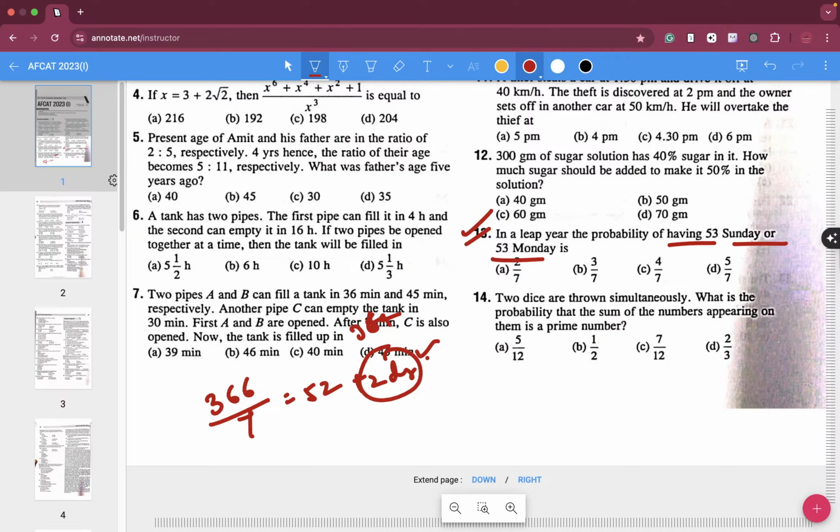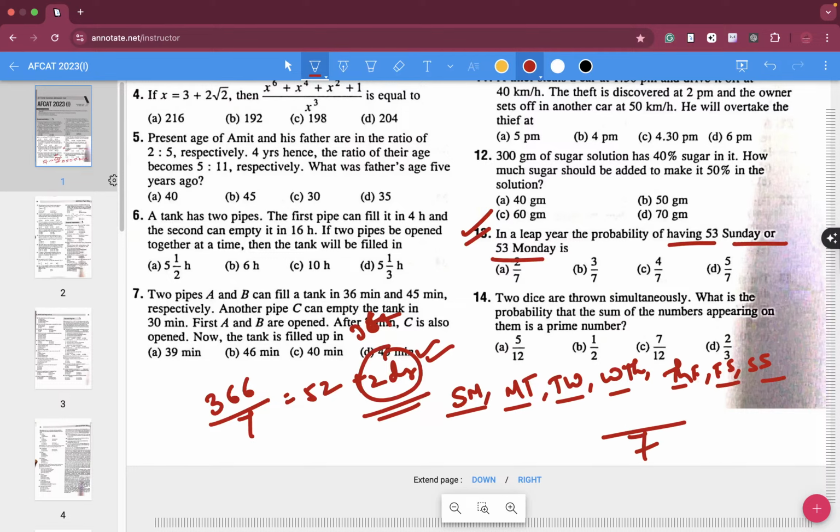Now these 2 days can be Sunday-Monday, Monday-Tuesday, Tuesday-Wednesday, Wednesday-Thursday, Thursday-Friday, Friday-Saturday, Saturday-Sunday. This is what these 2 days could be. So how many options do you have? 1, 2, 3, 4, 5, 6, 7. There are 7 possibilities.